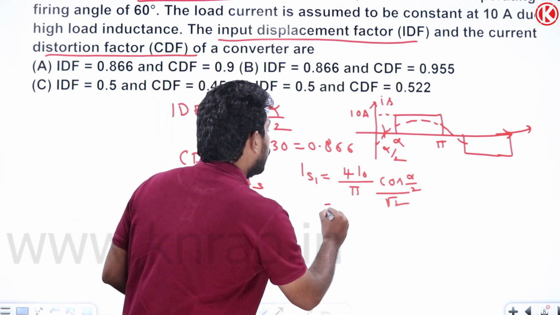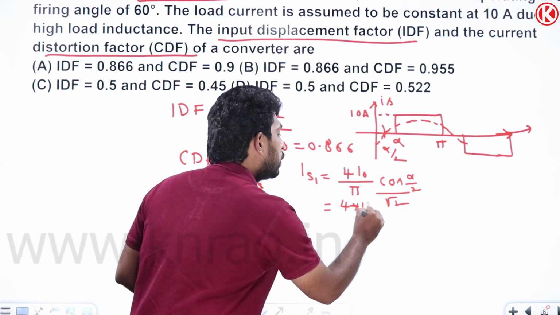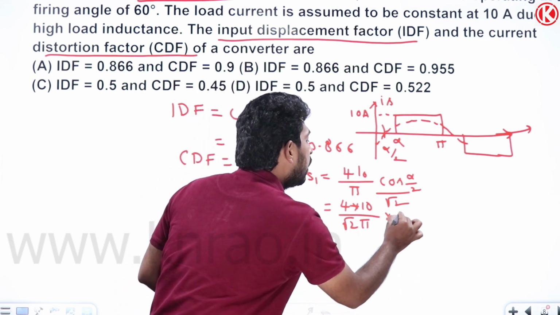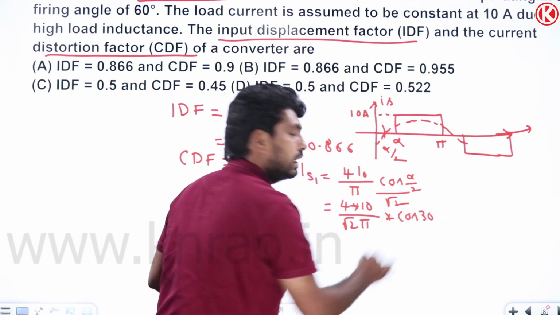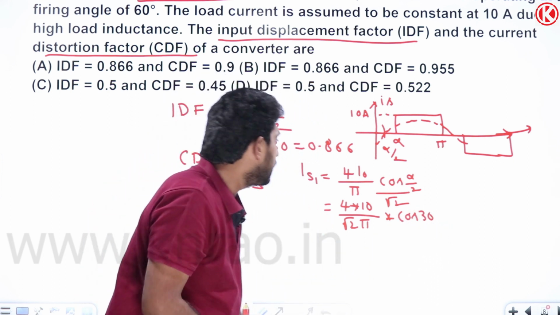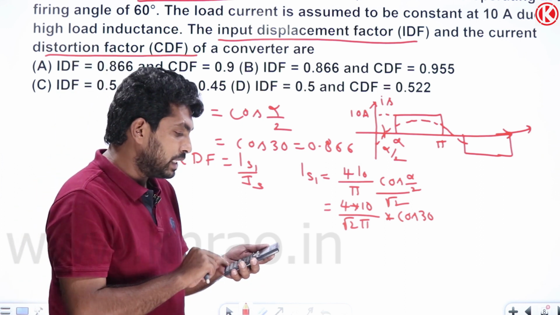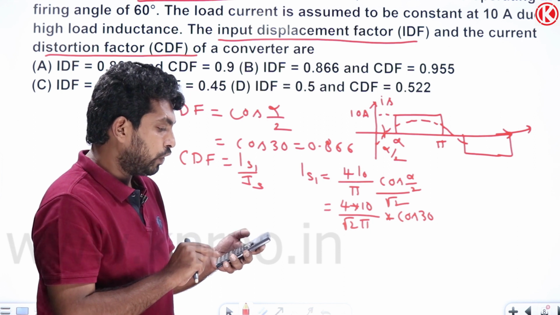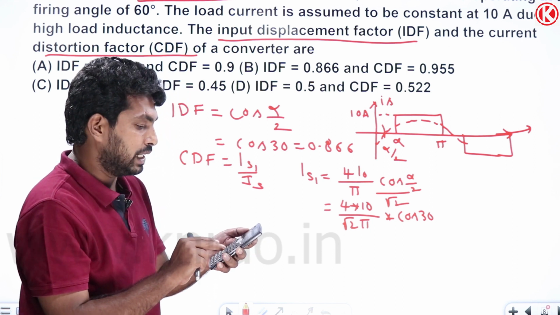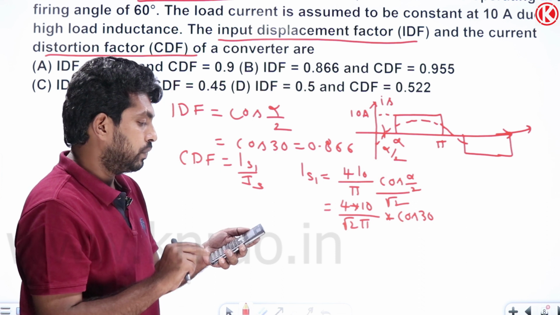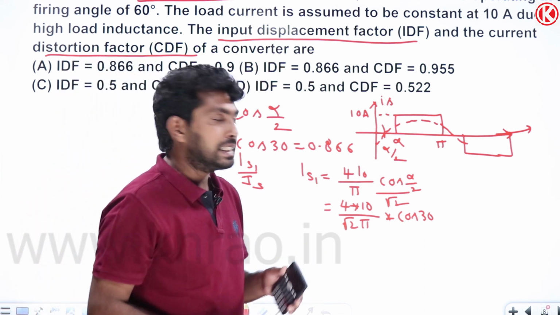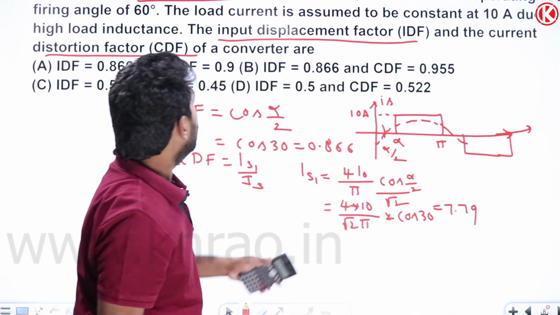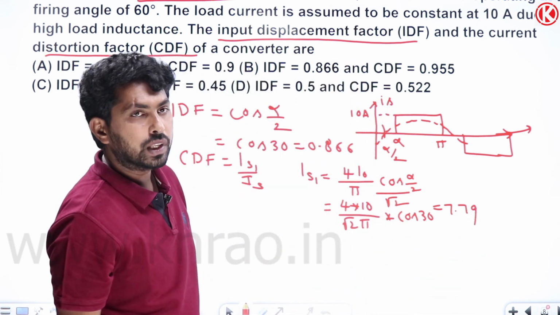Let me find this. 4I0 is 4 into 10, so it is 40 divided by root 2 pi, into cos 30 degrees. So 40 divided by root 2 into pi into cos 30 will be 7.79 amperes. So now we got the value with I0 as 10 amperes.